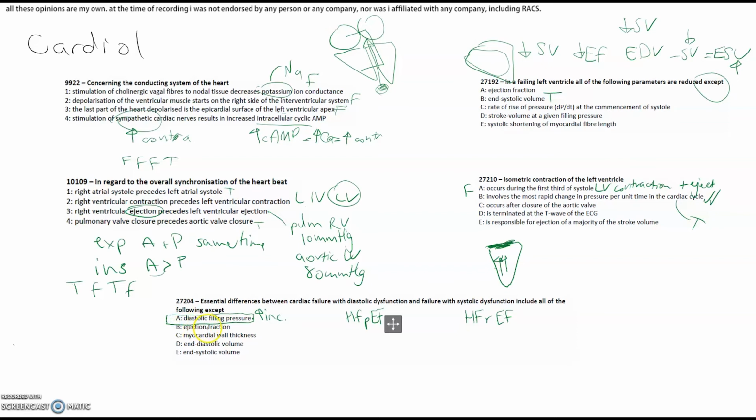Now, given that we've got just a little bit of time, I'll quickly go through the rest of these. So ejection fraction is going to be, by virtue of their name, different, so that makes that one false. Myocardial wall thickness. In our stiff LV, we've got a thickened myocardial wall, and that's going to be the one with a preserved ejection fraction. Whereas in our systolic dysfunction, where we've got a flimsy, really dilated wall, that's going to be quite thin. So that makes this false. And if our ejection fraction is going to be different, that means our end diastolic volume and our end systolic volume both have to be different. So that makes both of these false. So the correct answer here is A.